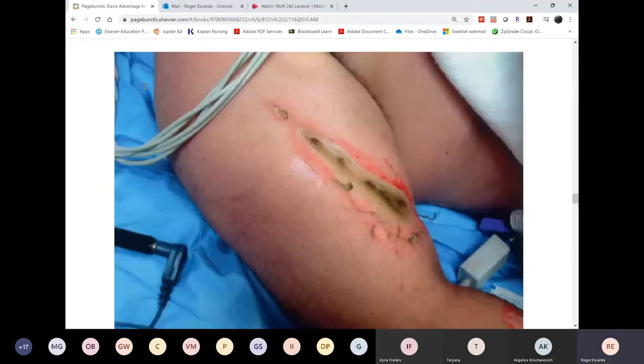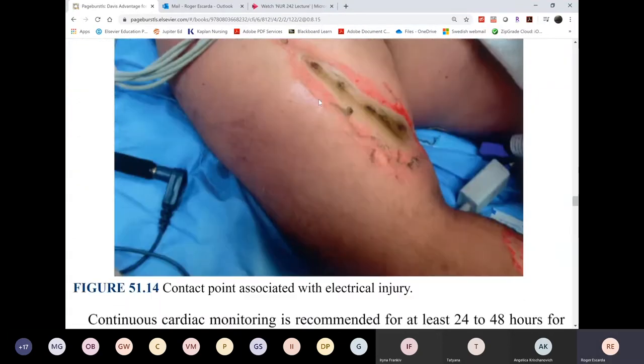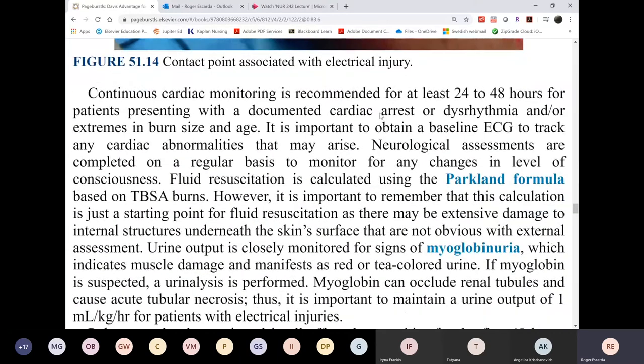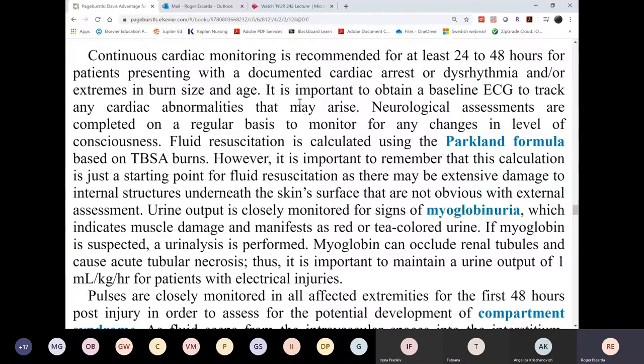So here are examples. This is the contact with the electricity. Again, our priority here is the damage to the internal organs, especially the heart. Dysrhythmias are not uncommon with electrical burns. So let's go now to fluid resuscitation.